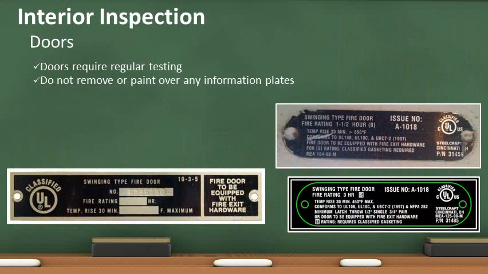Fire doors are to be tested annually at a minimum by the owner or occupant to make certain they function properly. Fire door labels located on door and/or door jambs are not to be painted or removed. Here are some examples.